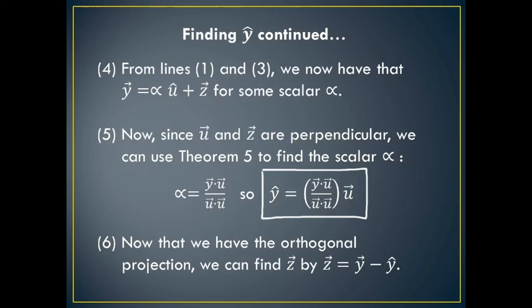Step 6, now that we have the orthogonal projection, we know that y equals y hat plus z, so we can solve for z and we get z equals y minus y hat. So these two equations for y hat and for z are the two that you really need to write down and remember.